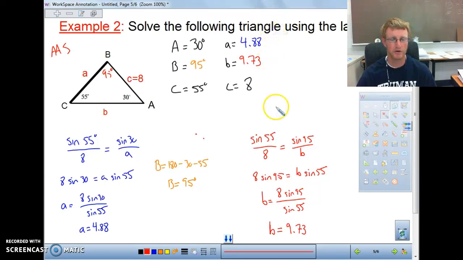So hopefully that makes sense. We will do the angle side side, the donkey version, in part 2, which will be the next section that we do. So hopefully this makes sense.